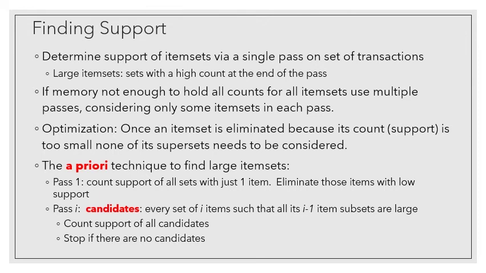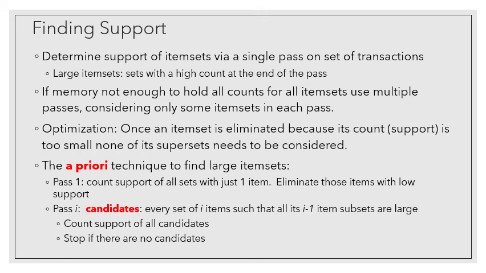So in pass 1, count support of all sets with just one item, and eliminate those items with low support. In pass i, or the subsequent passes, the candidates are every set of i items such that all its i minus 1 item subsets are large. So count supports of all candidates, and stop if there are no candidates left. At the end of a pass, all sets with sufficient support are output as large item sets. Sets found to have too little support at the end of the pass are eliminated. Once a set is eliminated, none of its supersets needs to be considered.